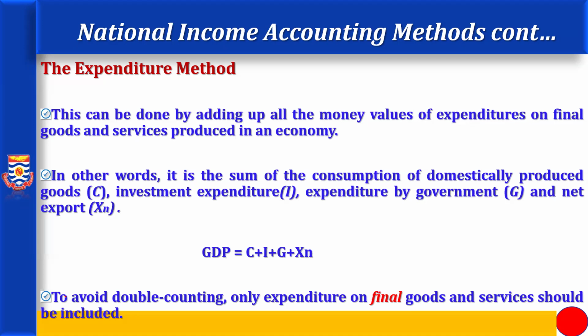So what are the specific constituents? So we have expenditure made by consumers. And that expenditure is called consumption expenditure.